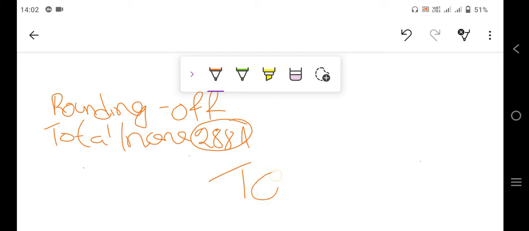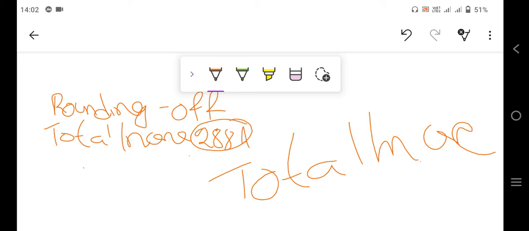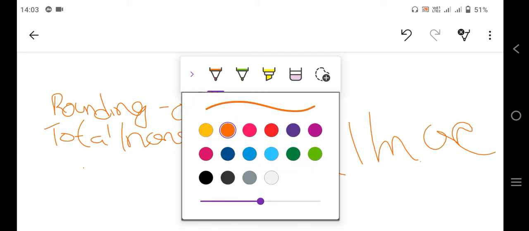So, rounding of total income. I already mentioned that total income is the taxable income. Total income is a taxable income, not gross total income. So that is the gross total income of the assessee.